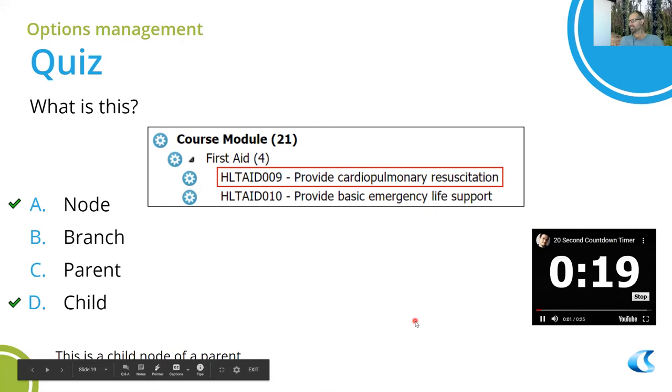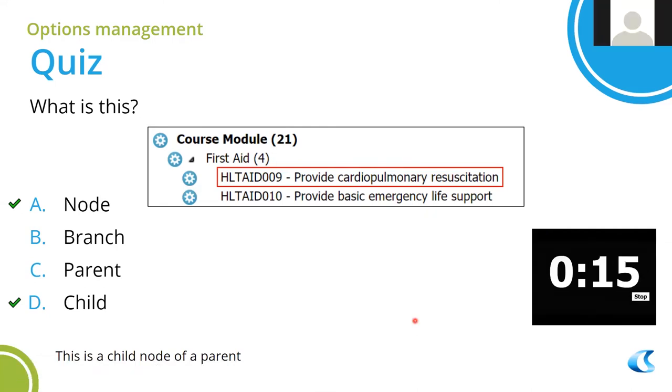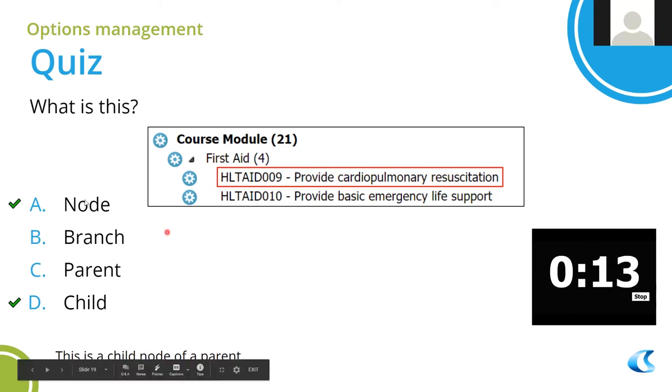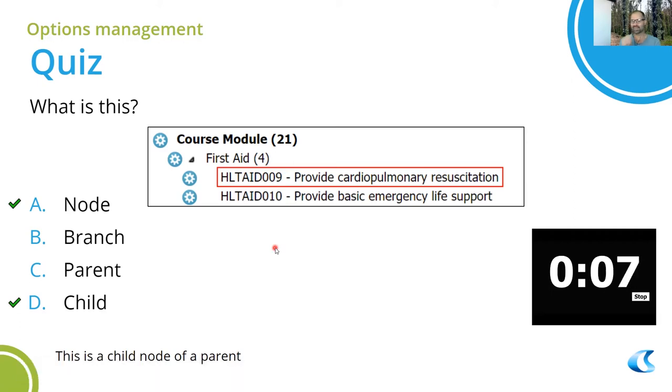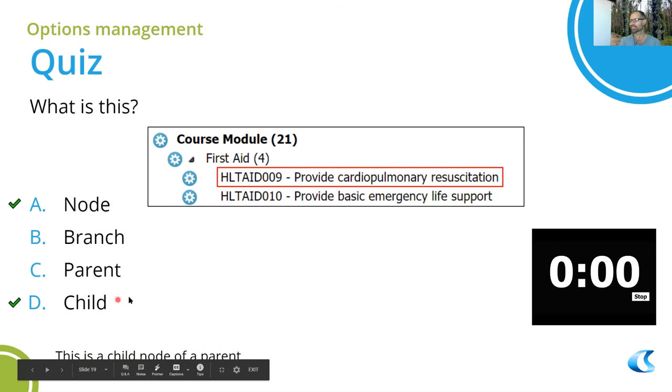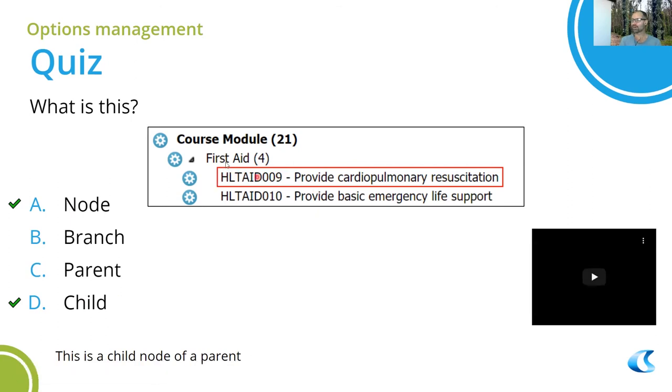So, what is this? Course module scenario. Oh, I guess you already got the answers on there. How's that? You gave the answer straight away. I think I haven't set up the animations, the automations on the slide correctly. But yeah, so this is a node and a child. Okay, so it's a node off the parent, but it's also a child off the parent.